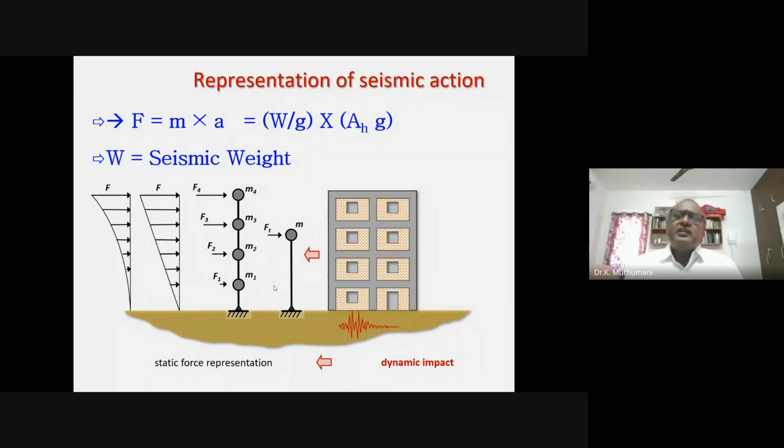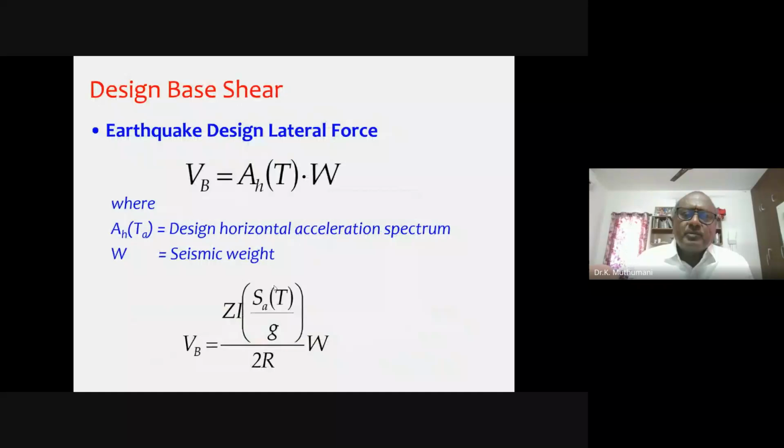So we will not go into all that. For the purpose of design, we need to say it is a seismic weight. Coming to acceleration, in simple terms there is something called base shear, which is VB, which is nothing but AH into W. W is nothing but the weight of the building.